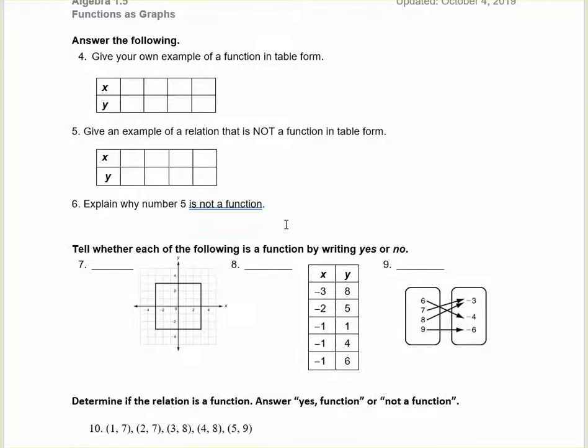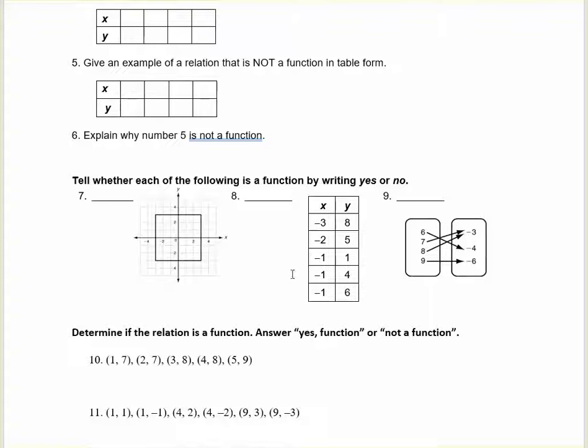All right, here you're going to give your own example of a function in table form. Make sure that each x value is matched to one and only one y value. Then give an example of a relation that is not a function in table form. So repeat one of your x values going to two different y values, and then explain what you did that made it not be a function.